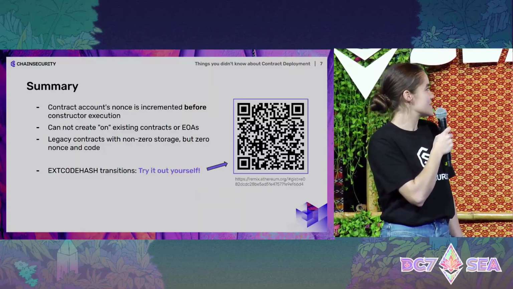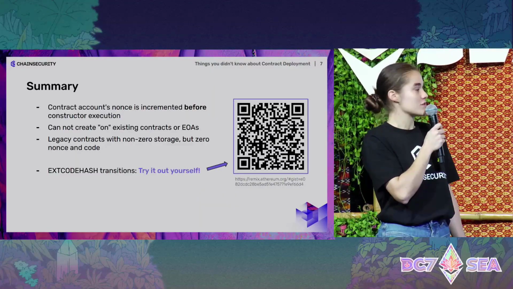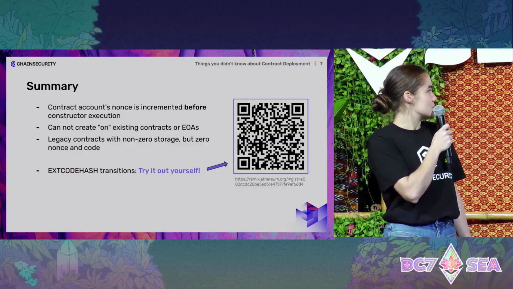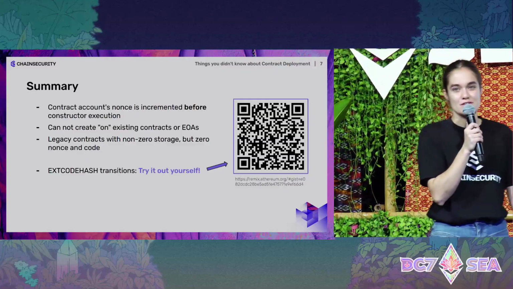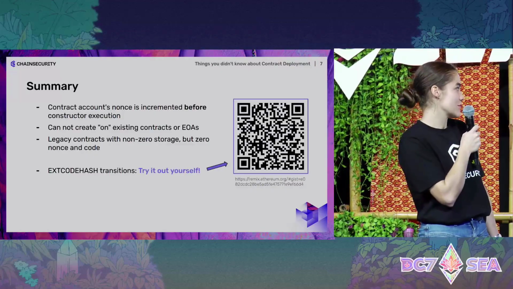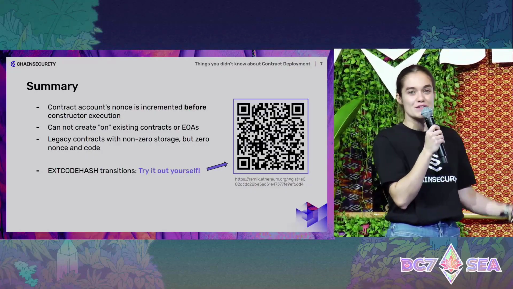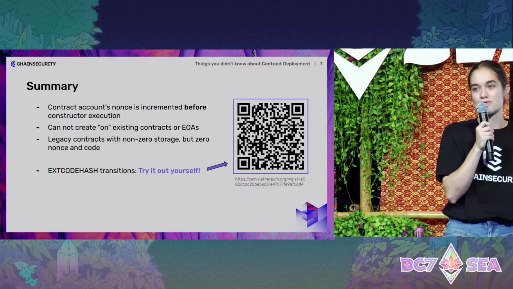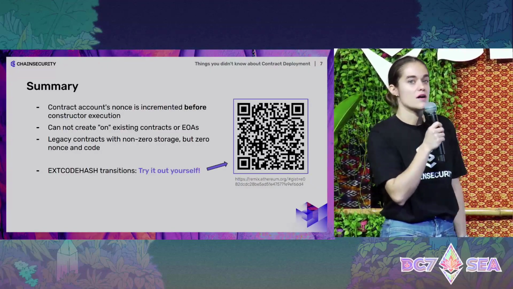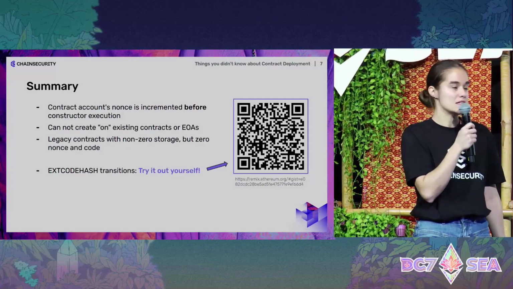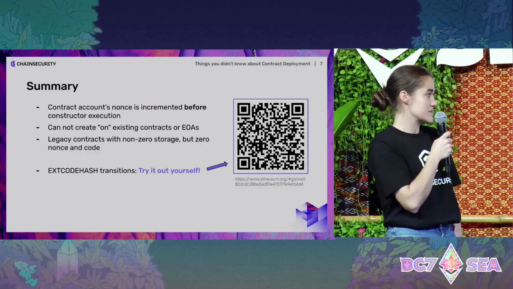In summary, for account existence, the nonce is incremented, and this is done before constructor execution. We learned that you cannot create on existing accounts or on EOAs, and there still exist some legacy contracts with non-zero storage but zero nonce and zero code. For the extcodehash transitions, I really encourage you to try it out yourself. We set up this Remix workspace where you can measure the output of the opcodes and play around with that to really understand the transitions.